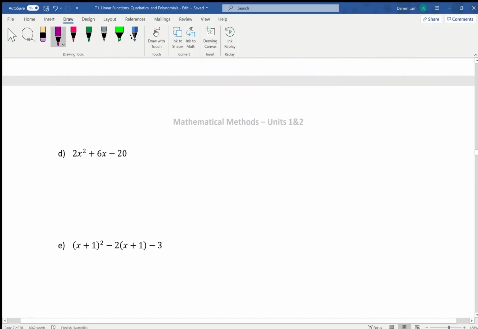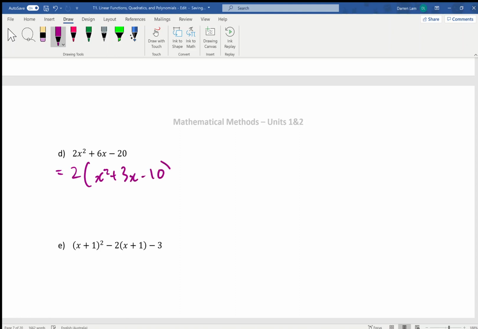The first thing I'm going to do with this equation. What's something I can do with this equation? I can take out a common factor, right? What's the most common factor? 2. I'm going to take that out. X squared plus 3x minus 10. Now I'm going to focus on this equation right here, the x squared plus 3x minus 10. I'm going to write that up here actually.